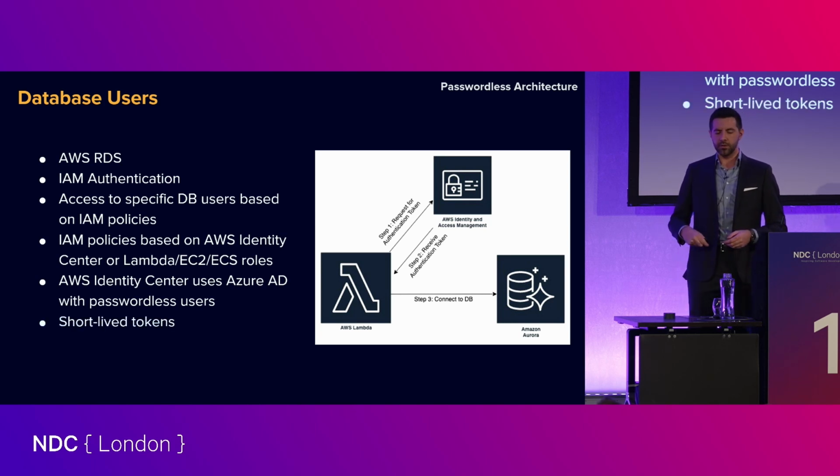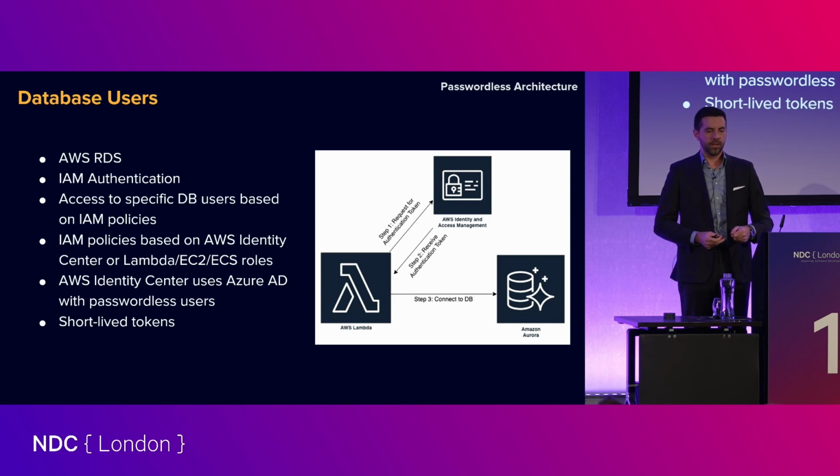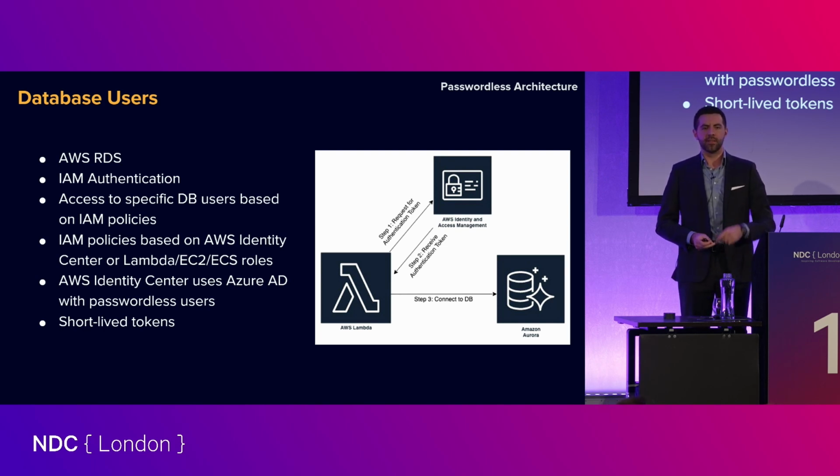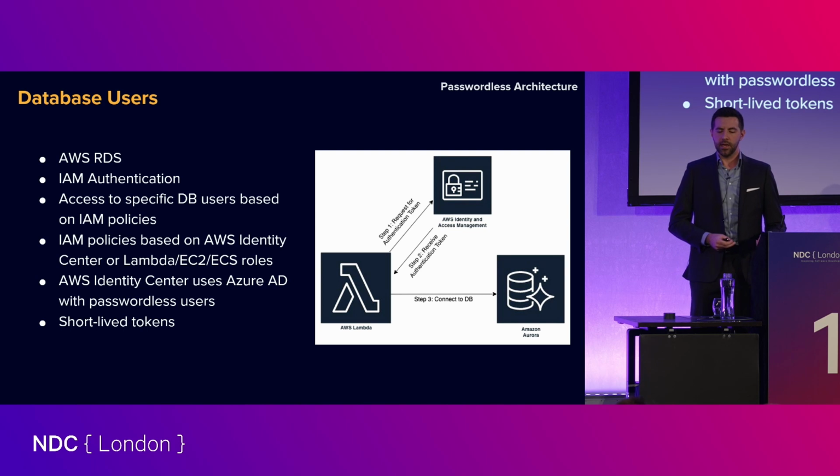And the way this works internally is your application will call the AWS API to generate a very short-lived token for that user, and then it uses that token as the password to connect. So there's no secret that's actually stored anywhere. It's generated at connection time.